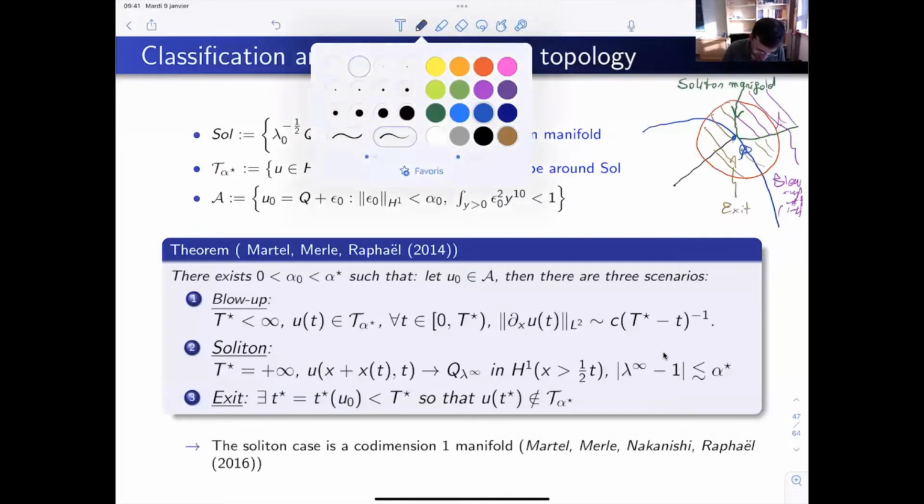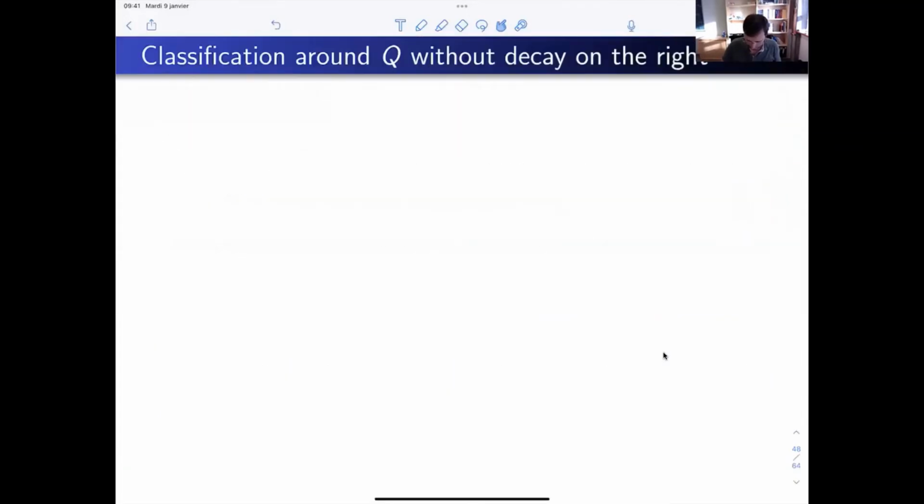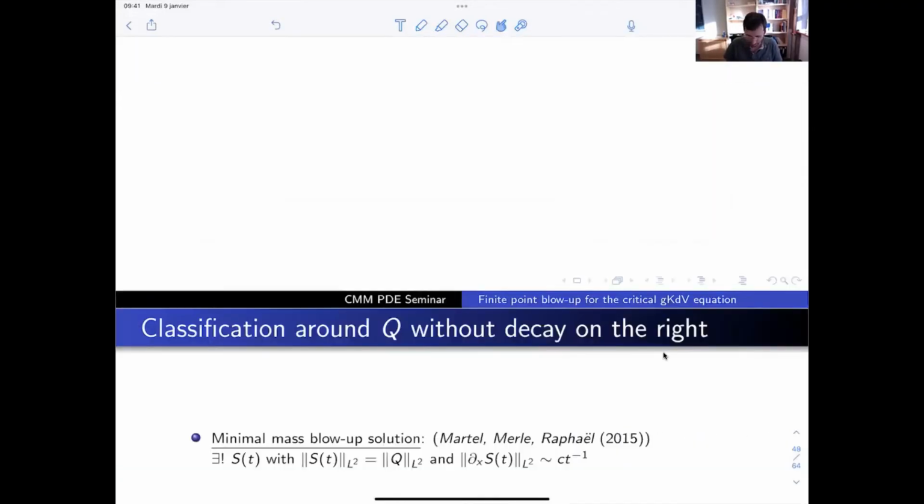But what I should emphasize is that all this classification holds if I am in the space A, which is H1, but also with decay on the right. So you could think, okay, this is just a technical assumption, because I needed it to do the estimates, and you will always have a classification. But it turns out that it is not the case. That's what makes the problem even more interesting.